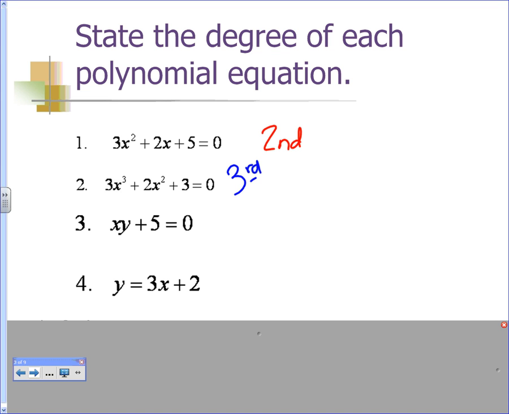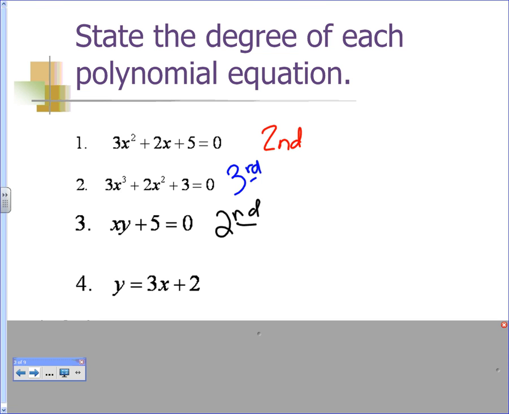Do you agree with third? No, I do not. Why not? Because you added 2. There's a 1 on each of them. And since they're being multiplied together, what is the actual exponent? They're 2. Does that make sense? 1 plus 1 is 2. We're just looking at the exponents. And so what would be the degree on this one? The second degree.